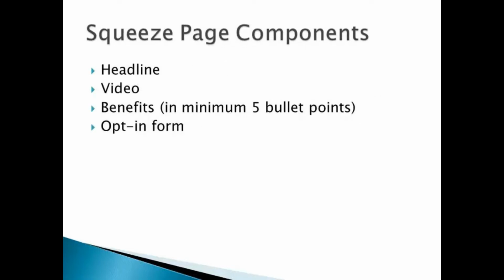Squeeze page components: headline, video, benefits in minimum 5 bullet points, opt-in form. There are 4 basic components to a squeeze page. The headline. The video, which is going to play a very big part in converting your visitors into subscribers. The benefits written in a minimum of 5 bullet points. And last but not least, the opt-in form where you collect the names and email addresses of your visitors.